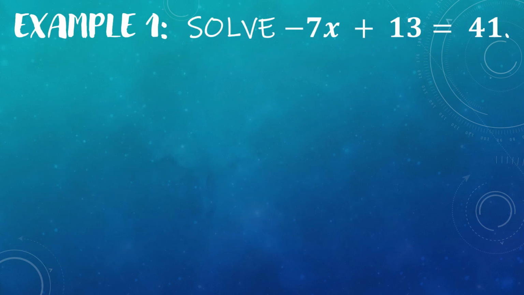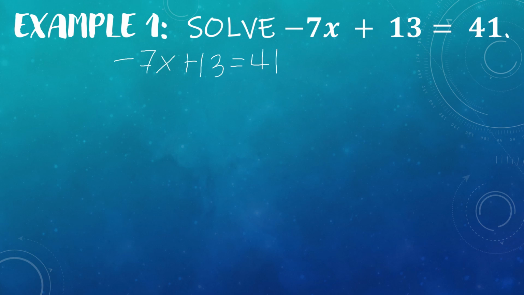Let's take a look at our first equation. We are trying to solve -7x plus 13 equals 41. It has no fractions, so we do not have to worry about the least common denominator. There are no parentheses, so we do not need to distribute. On the left side of the equation is -7x and plus 13. They are not like terms, so we cannot combine them.